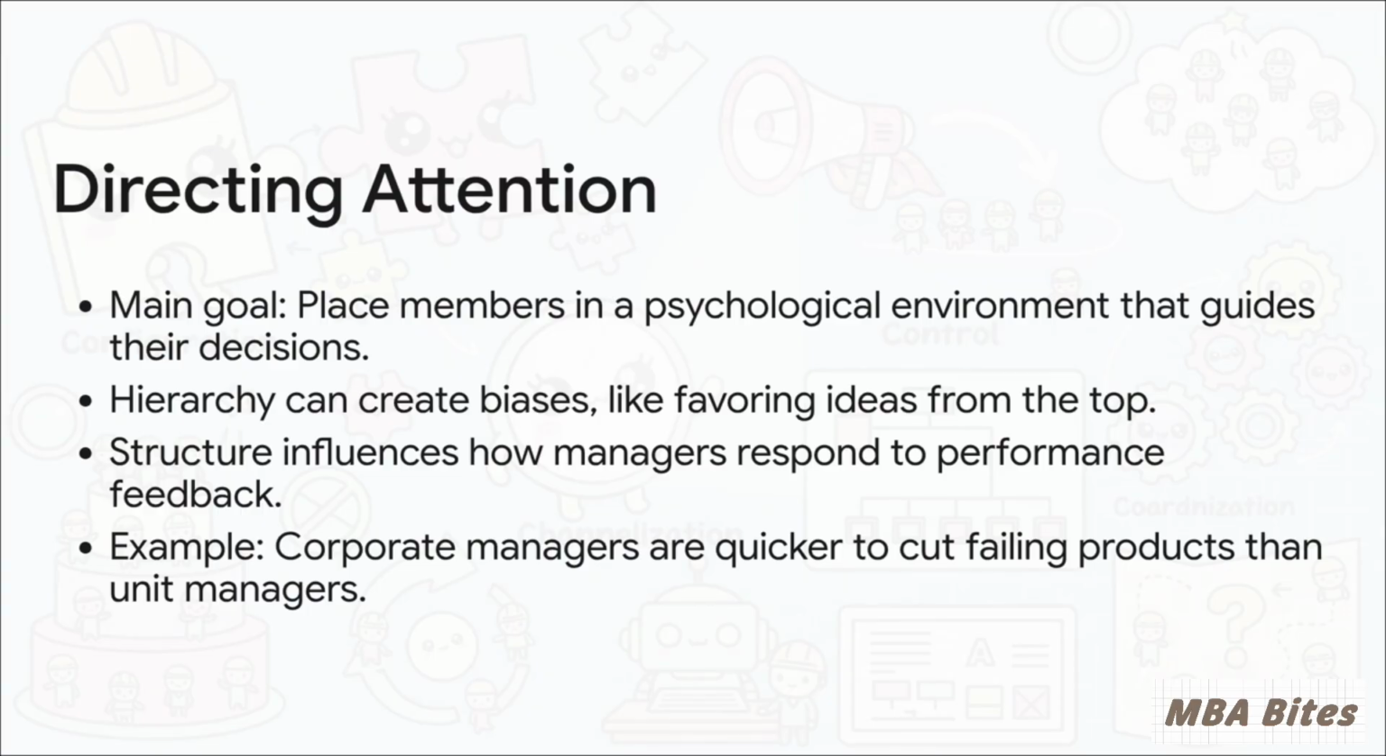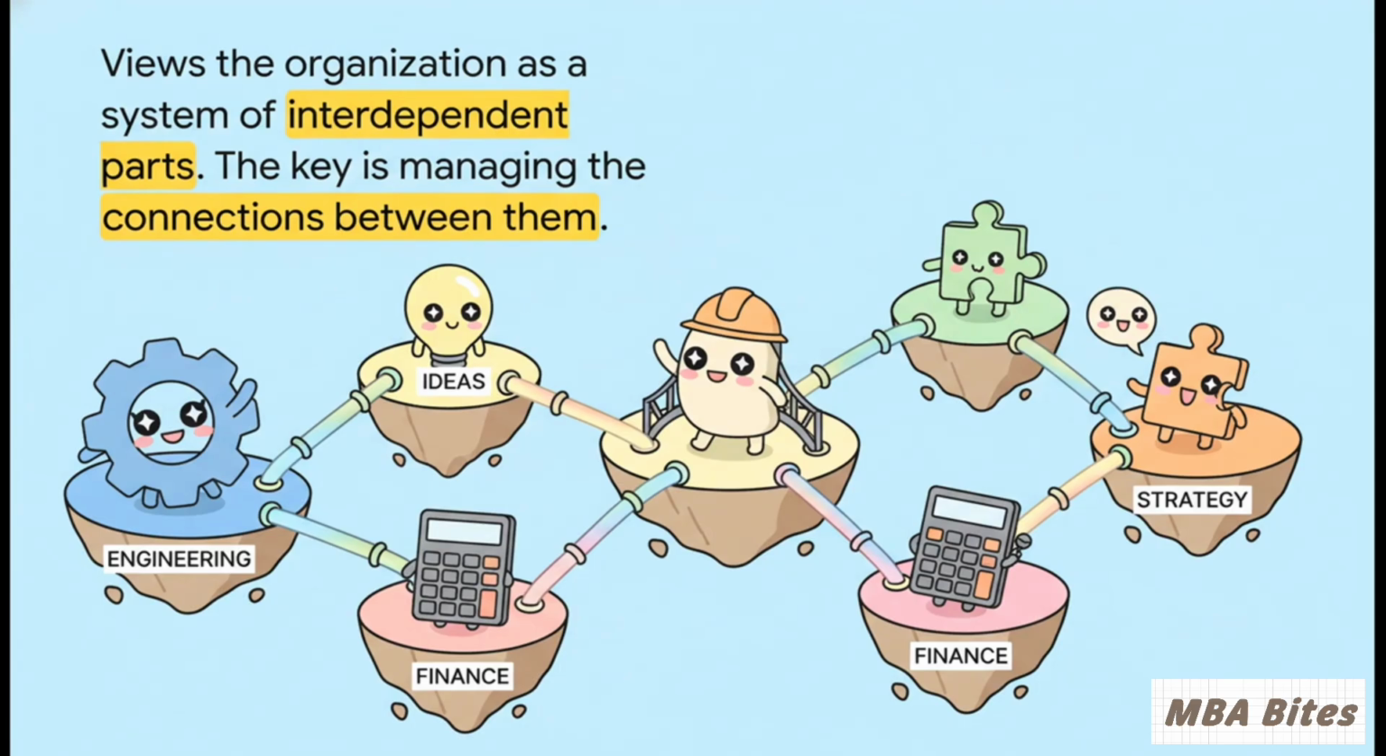A corporate manager looking at a whole portfolio of products is going to be much quicker to cut a failing one than the unit manager whose entire career is tied to it. They're looking at the exact same data, but their position in the structure channels their attention differently, which leads to a totally different decision. And finally, we have the coordination lens.